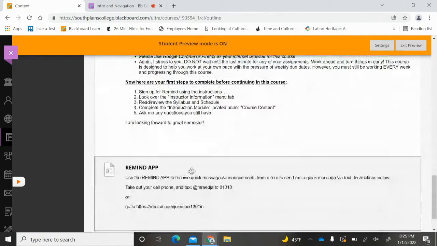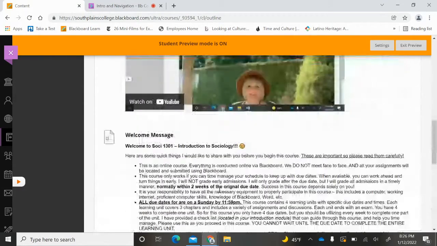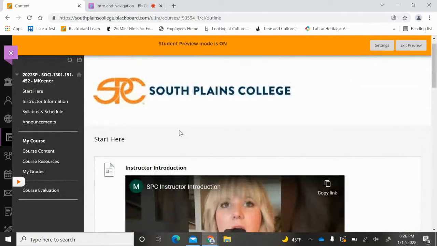And then next you have your Remind app. So this is an app that you can subscribe to by texting at MREDJA to the number 81010. And what it does is it connects you to my class on Remind app, and then we can kind of text message back and forth. And it's kind of a safe way for us to communicate that is not as formal as email. Okay, so that's your Start Here page. This is obviously where you want to start.